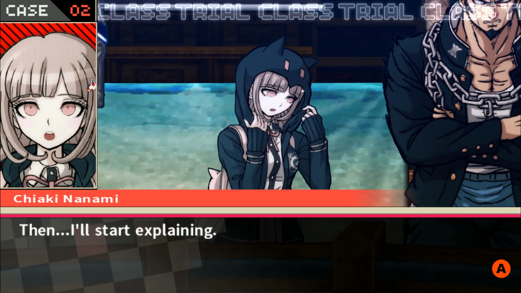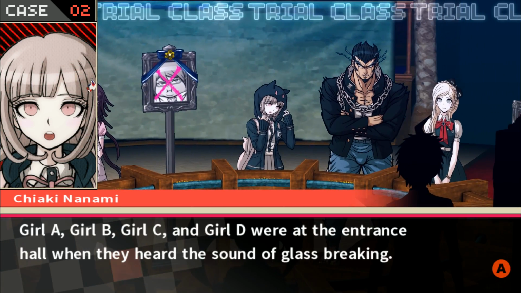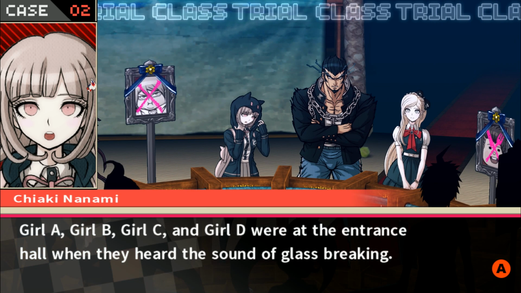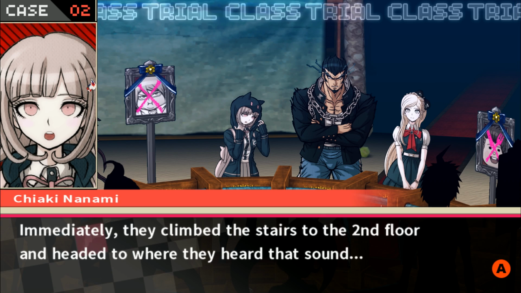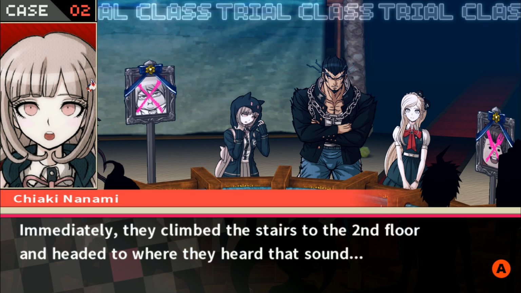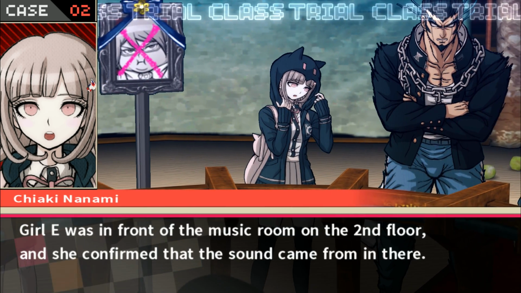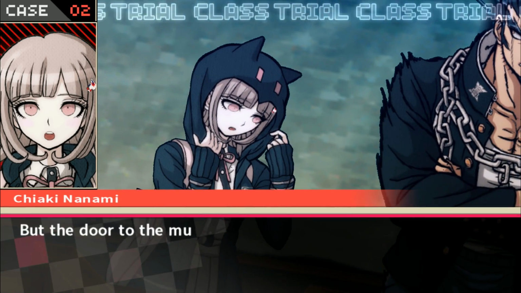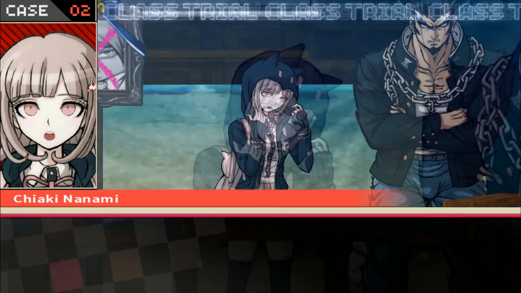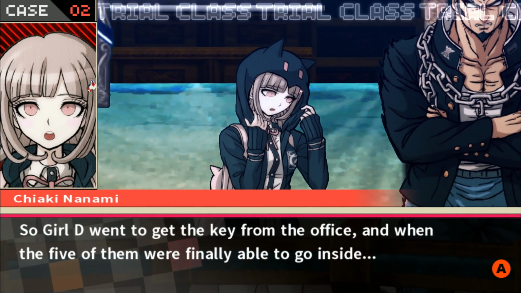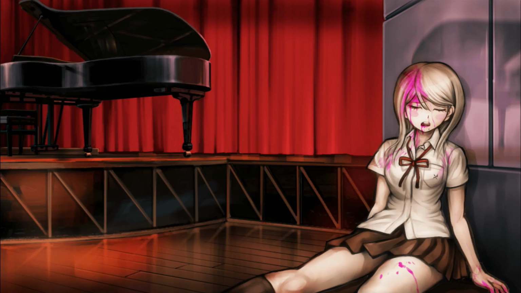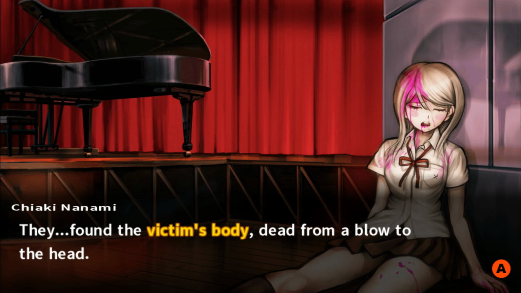Then, I'll start explaining. Girl A, Girl B, Girl C, and Girl D were at the entrance hall when they heard the sound of glass breaking. Immediately, they climbed the stairs to the second floor and headed to where they heard that sound. Girl E was in front of the music room on the second floor, and she confirmed that the sound came from in there. But the door to the music room was locked. So Girl D went to get the key from the office, and when the five of them were finally able to go inside, they found the victim's body, dead from a blow to the head.